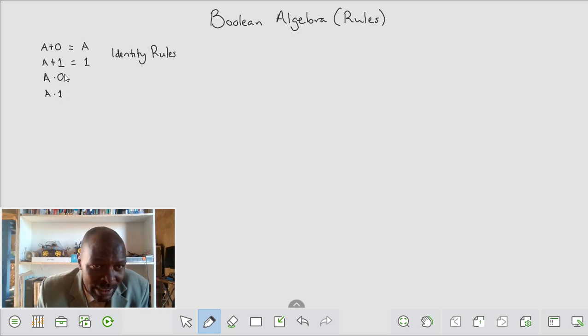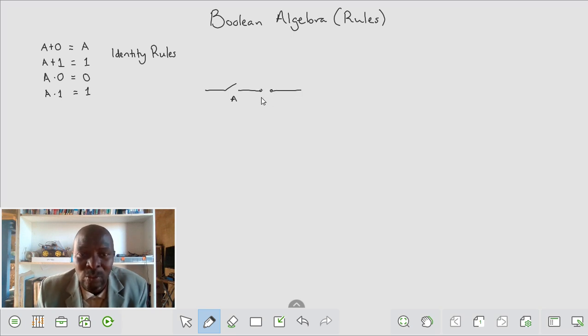Remember, once you see a 0 in an AND gate, you know the output is going to be 0. Mathematically we know that anything times 0 is 0. But let's prove it with the switch equivalent circuit. There we have our switch A, but this time A is in series with an open. Will there ever be power going through here? This is an open line.